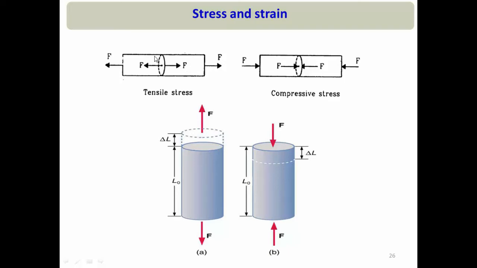Similarly, there could be compressive stress. When we apply tensile stress, suppose the material deforms and its length increases. This relative change of length is called strain. So here strain will be delta L by L naught. So when you apply stress, there will be a strain.